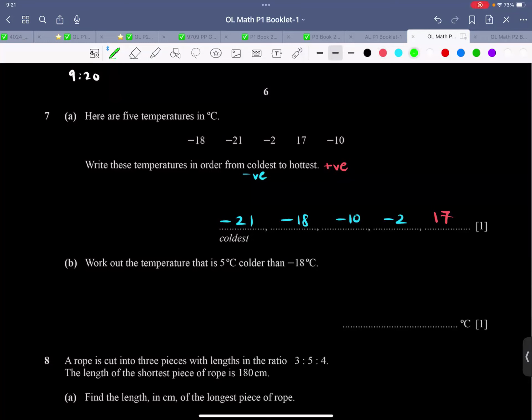Then it says, work out the temperature that is 5 degrees Celsius colder than negative 18. So this is negative 18. And cold is in the negative direction. Go 5 units left. So therefore, this is negative 23. So the answer is negative 23 degrees Celsius.